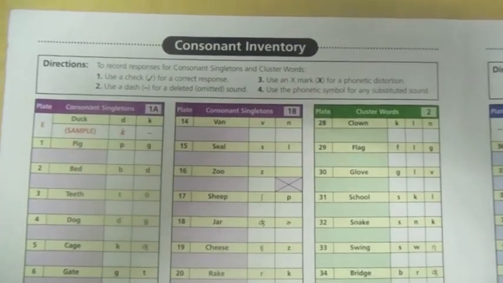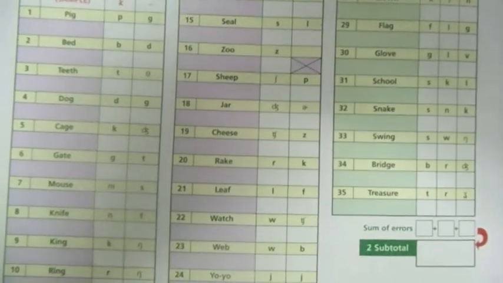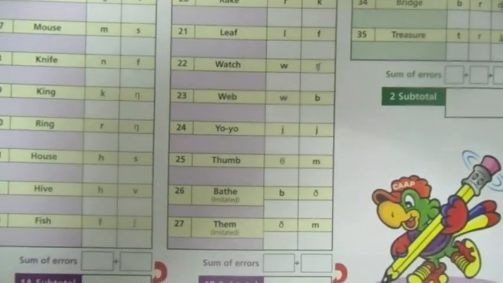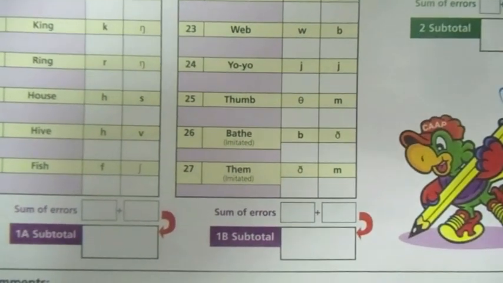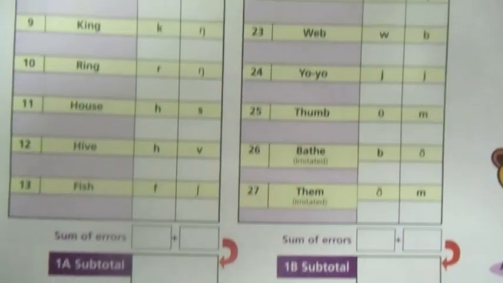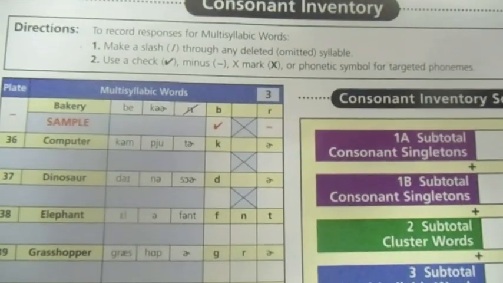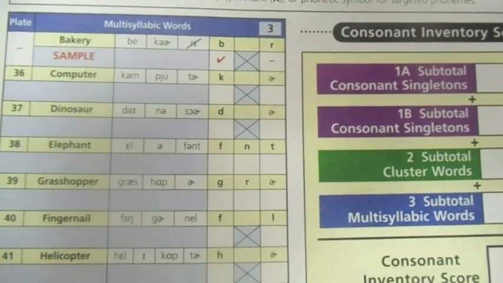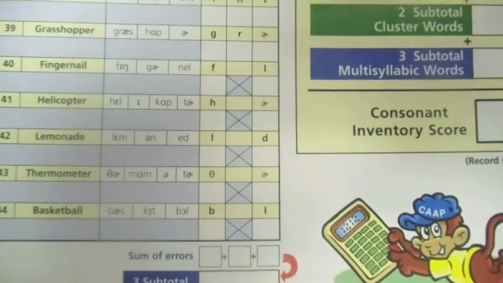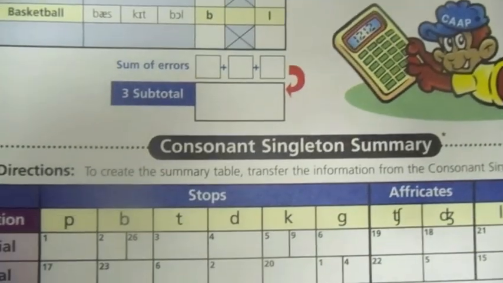The second page is where the clinician records the child's responses for consonant inventory, consonant singletons, and cluster words. The bottom of the second page provides a space for comments and a place to summarize the child's speech sound inventory. On the third page, it provides space for recording responses on consonant inventory, specifically multisyllabic words. At the bottom is a table to summarize the child's sound inventory.